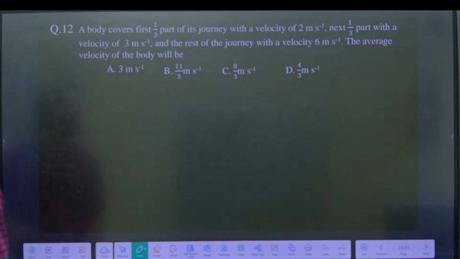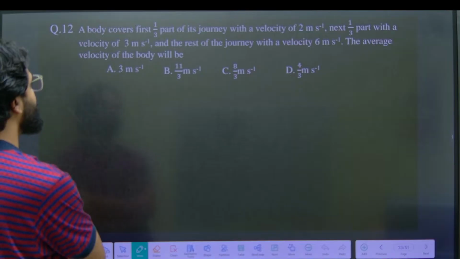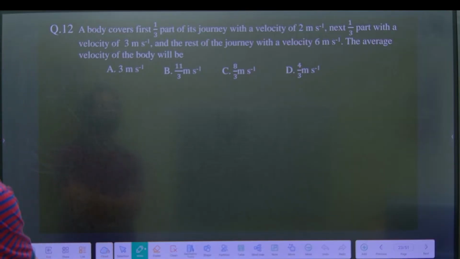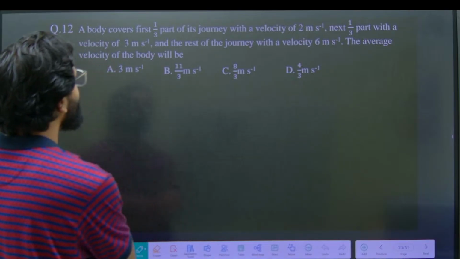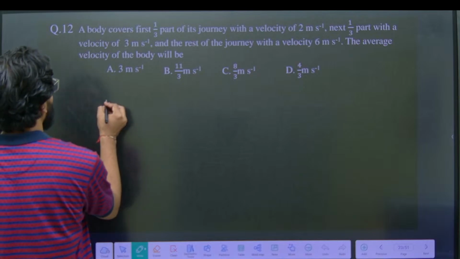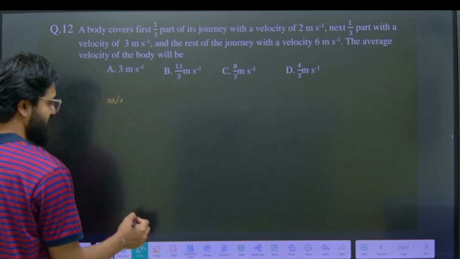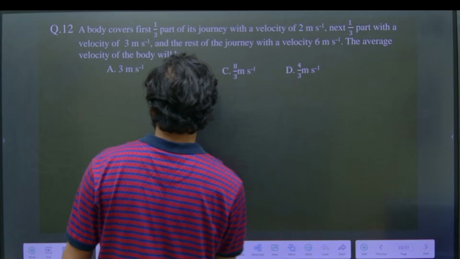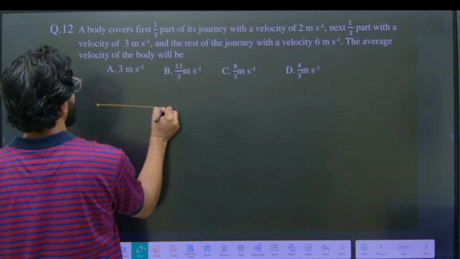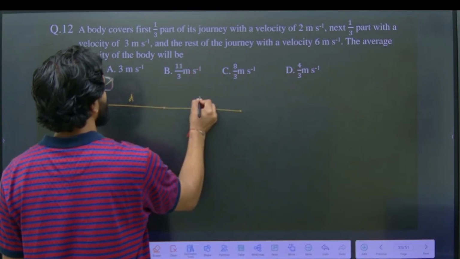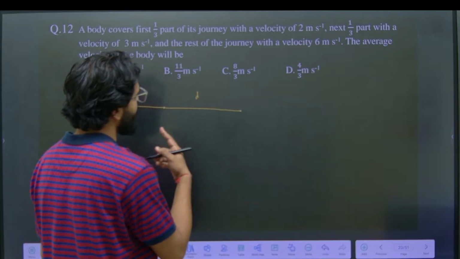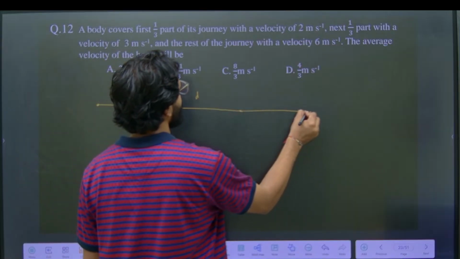Okay. Chaliye, very easy question. You can see by just looking at it, right? So a body covers first 1/3 part of its journey with a velocity 2 meter. ठीक है. Second, next 1/3 part with a velocity this, and the rest journey with this, the average velocity. Ah, what kind of stupid question is this? So this is the 1/3, next 1/3. So you guys can take d/3, but I would recommend take 3d, है ना?